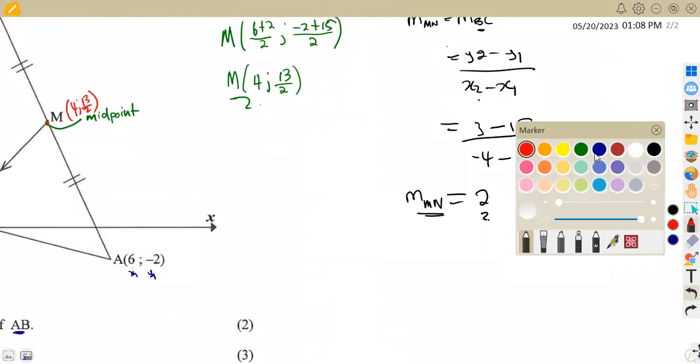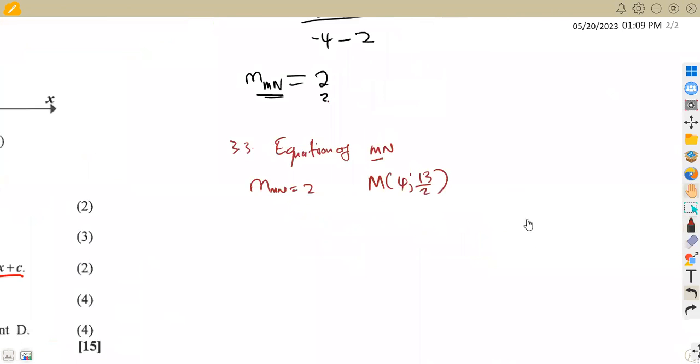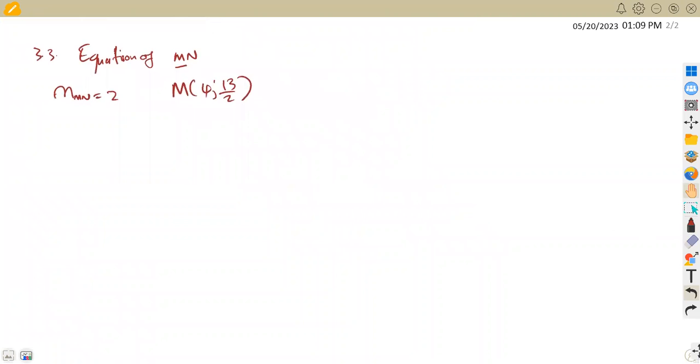All right, so let me just write this. I will remove this part. All right, so this is 3.3. So we need to calculate the equation of MN. We have got the gradient of MN, like I said before, which is 2, and we have got the point M. So this is actually enough for us to obtain the equation. So what are we going to do in this case? Remember, we are told to leave this equation in the format of y is equal to mx plus c. So meaning to say here, we can apply either way.